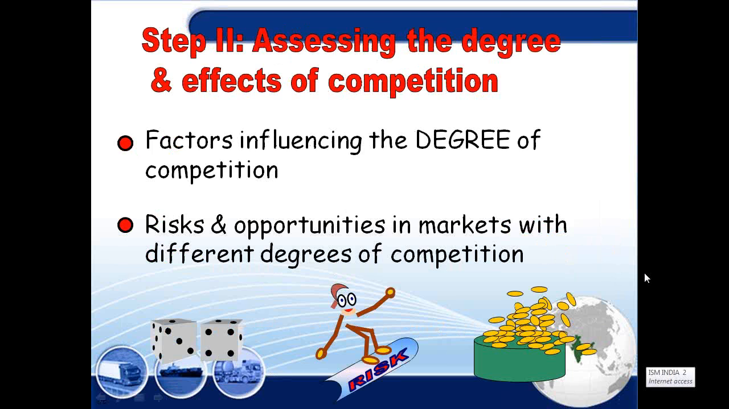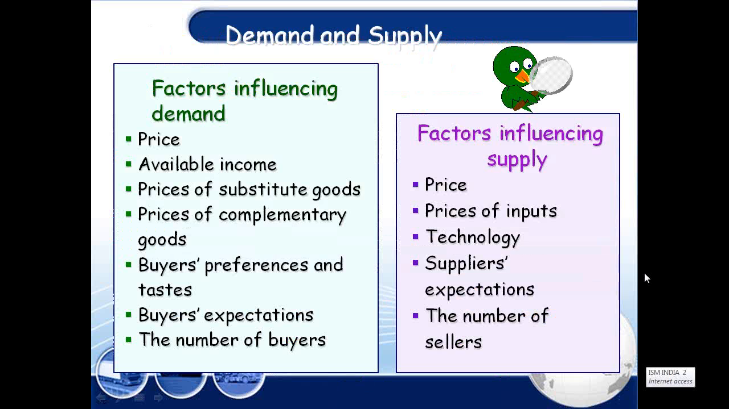Step 2 is assessing the degree and effect of competition. What is the level of competition around? As I said to you in the case of automobile, if I find tire is my high cost item, and transmission box is my high cost item, before I go down to this, I need to find the degree and effects of competition. So this is what we are going to do in this one.